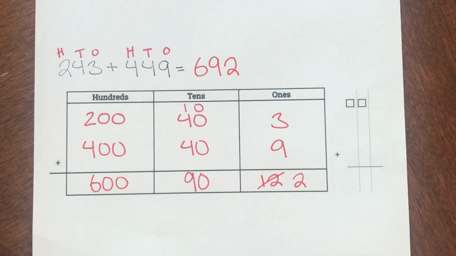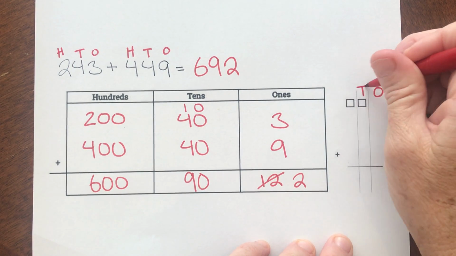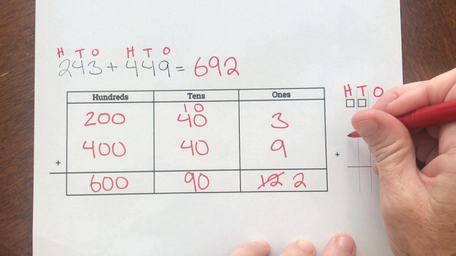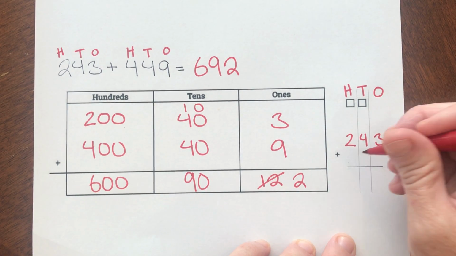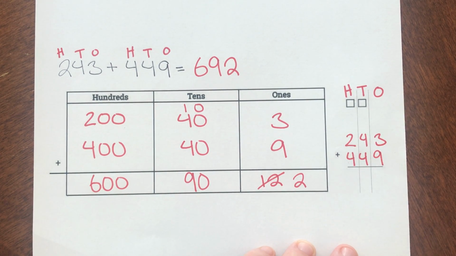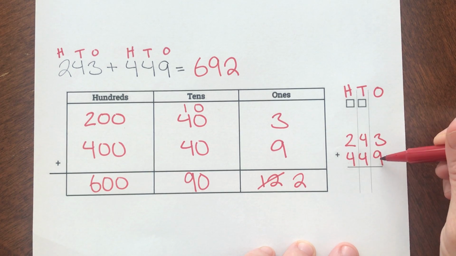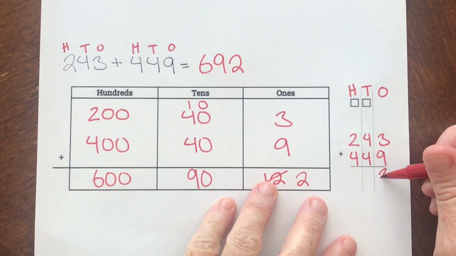692. Okay, let's see what this looked like in working form. So I'm going to put my place values, ones, tens, hundreds. And I have my first addend was 243. My second addend is 449. Okay, when I add 3 plus 9, I get 12. But we know I can't put a 12 there. So I put a 2 there.